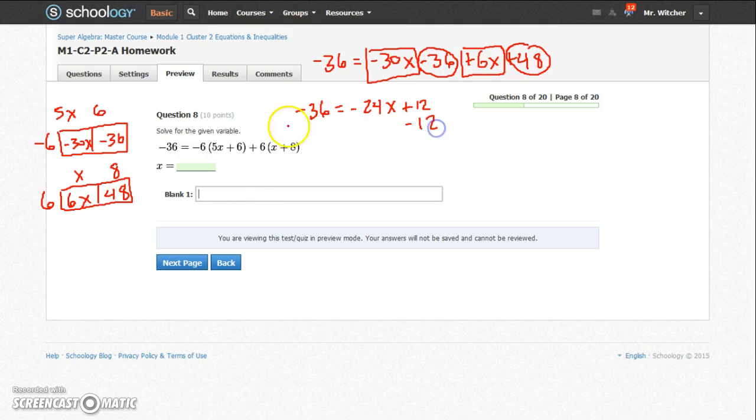I can subtract 12 from both sides, and I get negative 48 equals 24x. I divide by 24. I apologize. This is a negative 24. Back up here, it's a negative 24. I did not bring my sign. I'm going to need to bring that sign down when I divide. Negative 48 divided by negative 24 is a positive 2, which equals x.